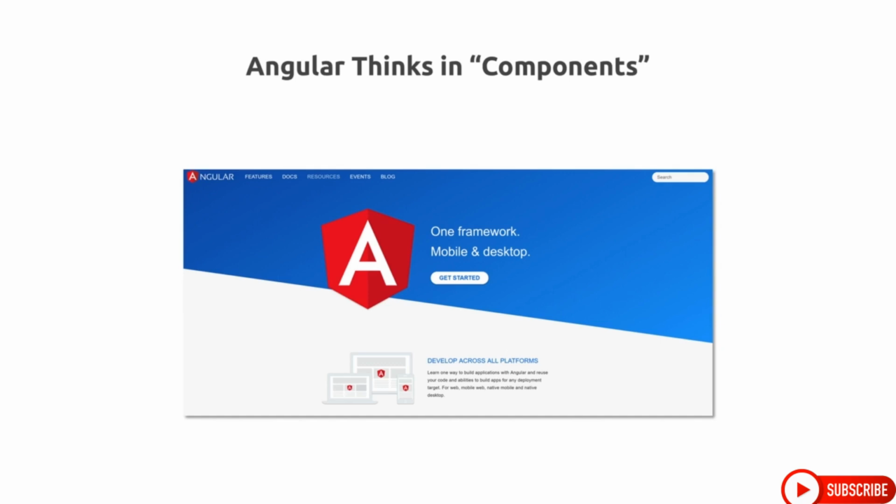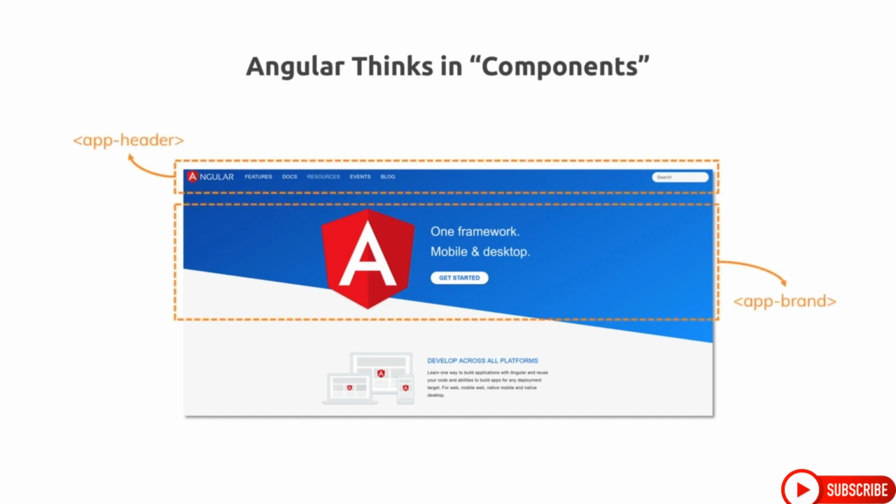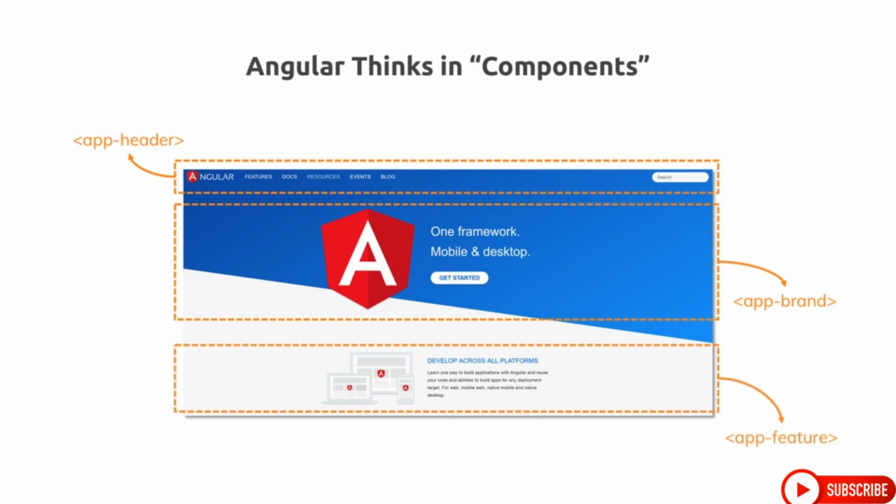Now, here's a screenshot from the official Angular.io page, and we can easily deconstruct this into different components to understand this way of thinking in components. We could think of having a header, a brand, and some feature component. So 3 sections of the page, which are kind of independent from each other, and which we can define in their own components so that we can easily manage the code for that given part of the page.